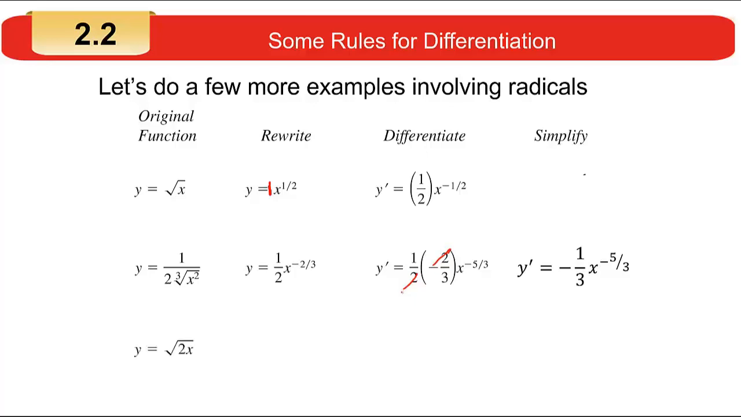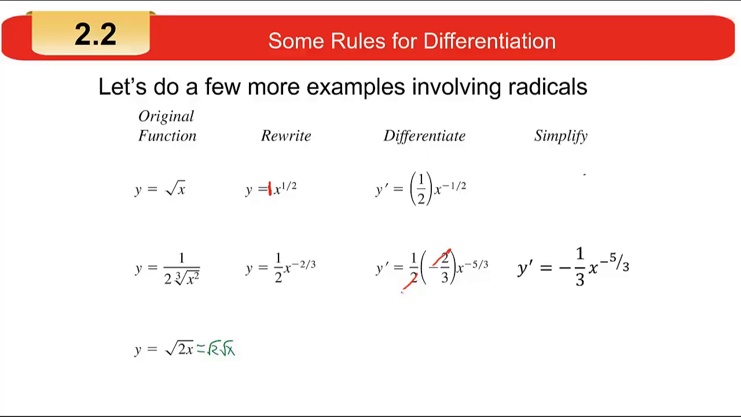Another example. y is equal to the square root of 2x. And remember, the 2 is under that radical as well, not just the x. So you have to treat those as a grouping. So that will be the same as the square root of 2 times the square root of x.